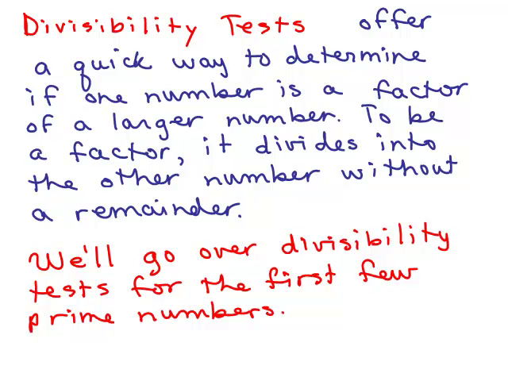We're going to cover divisibility tests in this video. Divisibility tests offer a quick way to determine if one number is a factor of another number. Remember, to be a factor, it means it divides into the other number without a remainder. So basically, divisibility tests tell you whether or not it's a factor without having to go ahead and do the long division. So we're going to go over divisibility tests for the first few prime numbers.